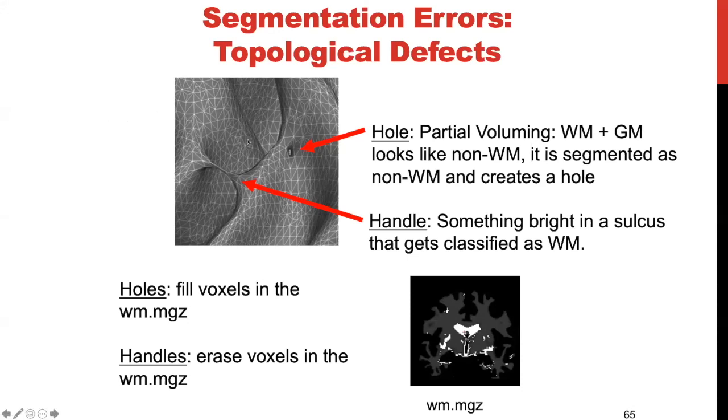And a handle is when there's some type of bright interference with an intensity similar to white matter, and it is misclassified as white matter. As I mentioned before, all you really need to do is edit your white matter volume. If you have holes in your data, you just need to fill voxels in. And if you have handles, then you just need to erase voxels.